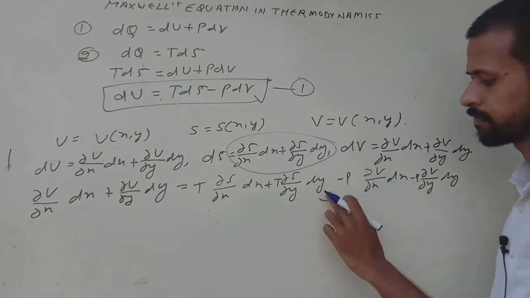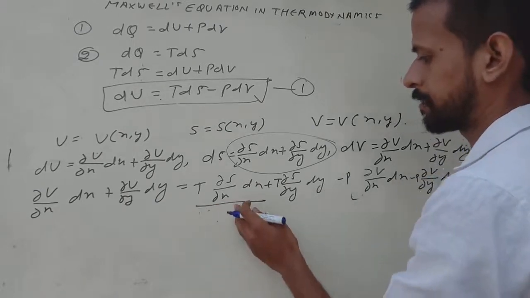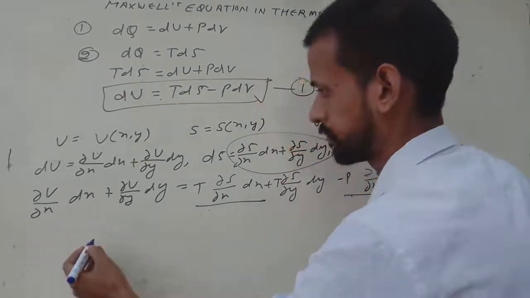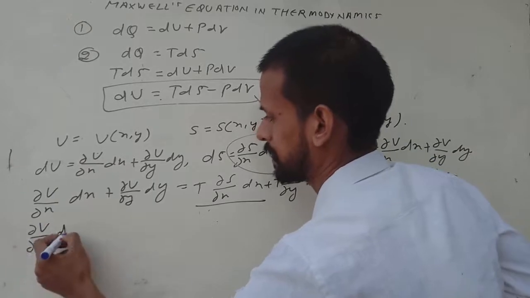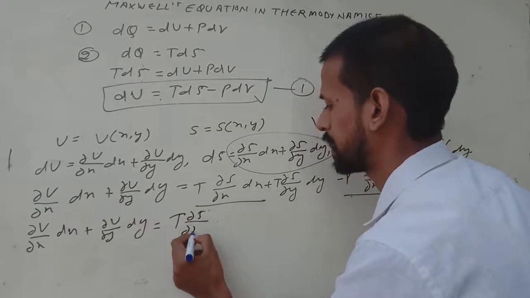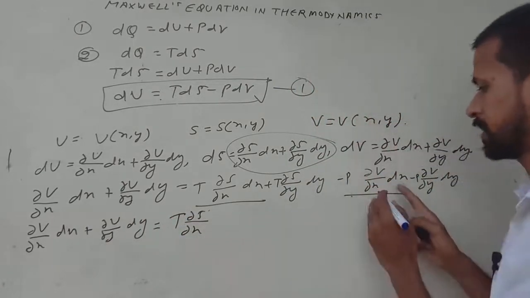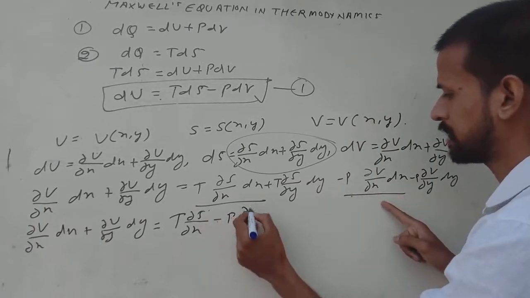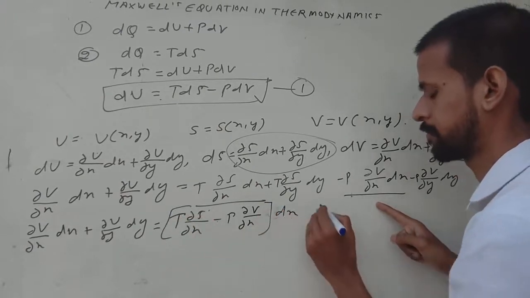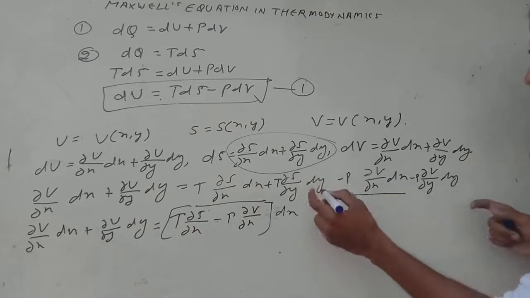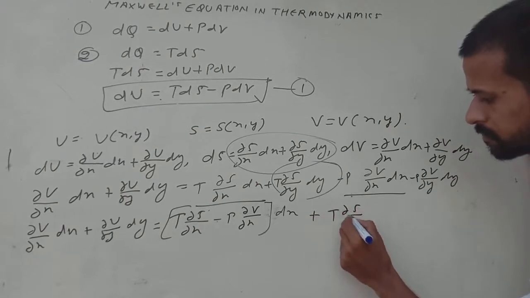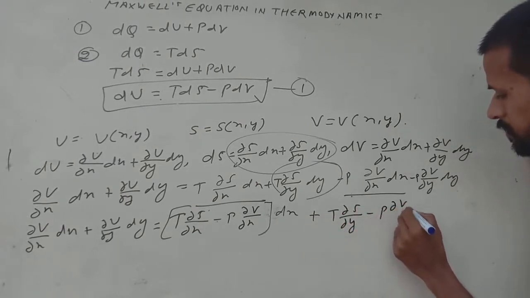So now here are the terms with coefficient dx, and here is the dx. So we can write ∂u/∂x dx + ∂u/∂y dy = T ∂s/∂x − P ∂v/∂x, and dx is common. In these two terms dx is common. Similarly, for these two terms dy is common, so we can write plus T ∂s/∂y − P ∂v/∂y.